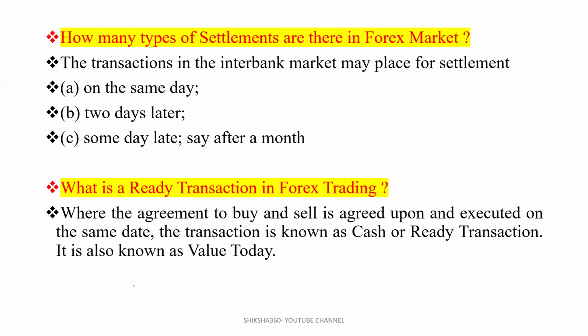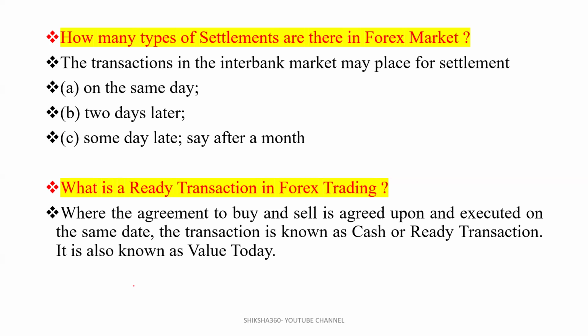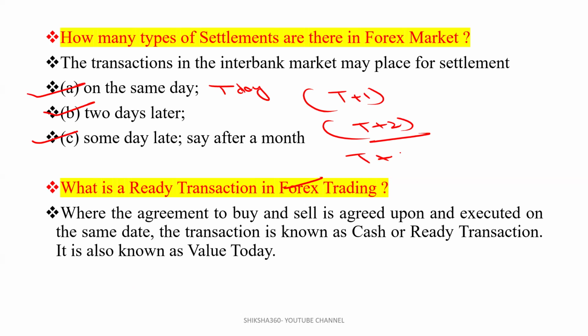So last one here, how many types of settlements are there in the forex market? In the next session, we will discuss that in detail one by one. The transaction in the interbank market may take place for settlement either on the same day, 2 days later, or some days later. Clear? Same day, T day. Sometimes it will be T plus 1 day, sometimes T plus 2 days or T plus n days, here greater than 2.